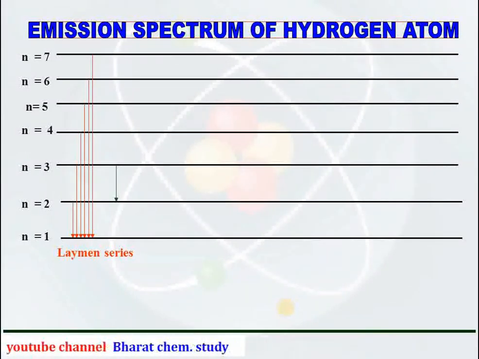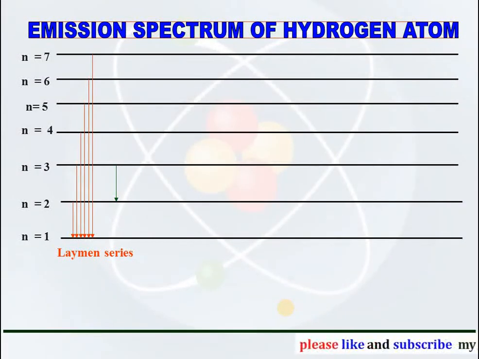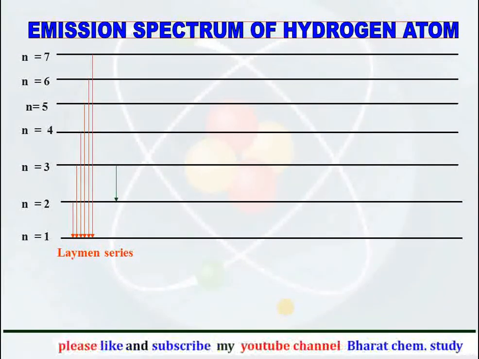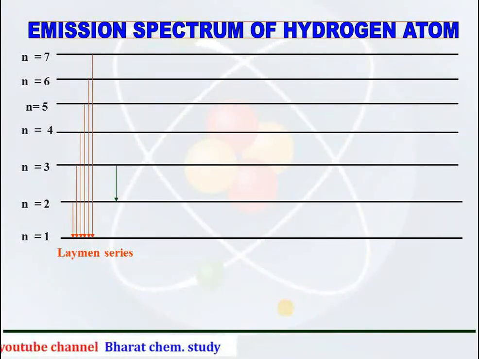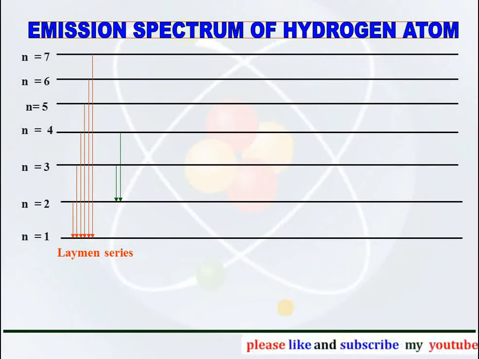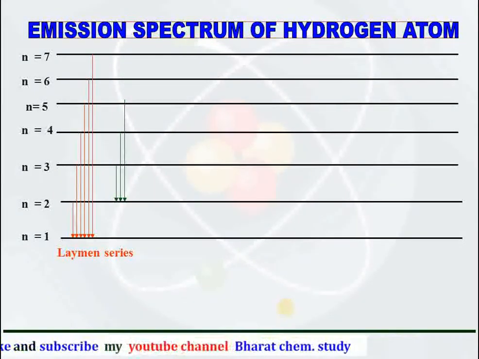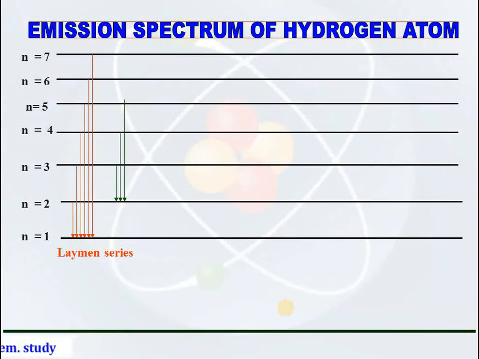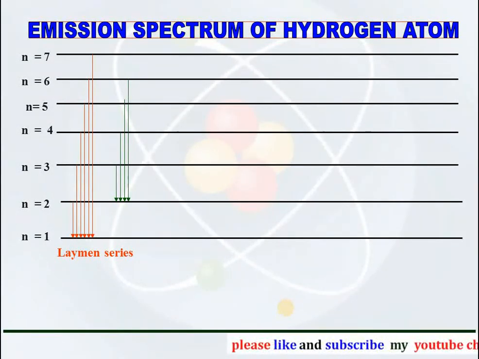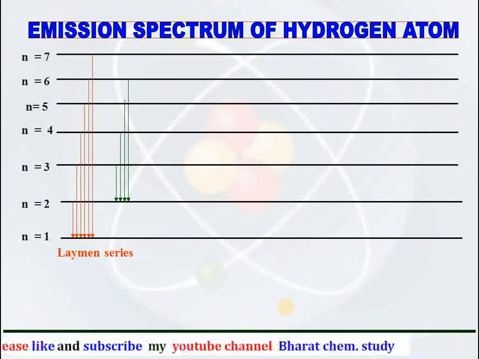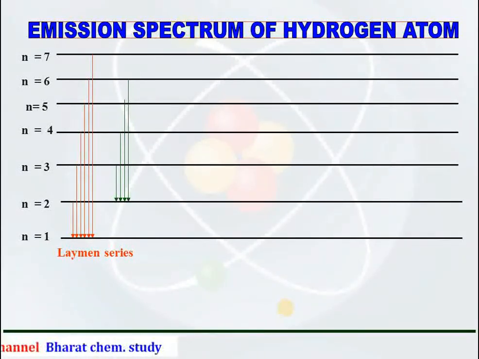So for Balmer series n1 always remains 2, but for the first line n2 will be equal to 3. For second line in Balmer series n2 is equal to 4 and n1 remains 2. For third line in Balmer series n1 remains 2 but n2 becomes 5. So this is what the first, second, third line in Lyman or Balmer series means. That will be useful in numericals.